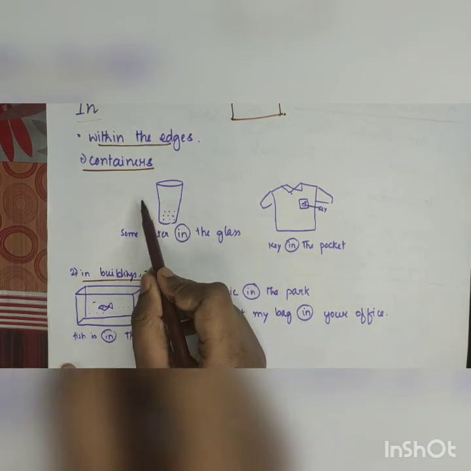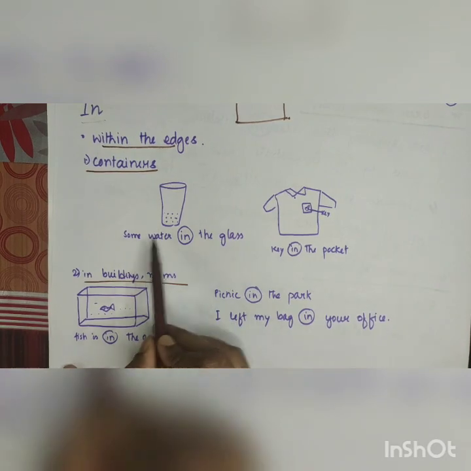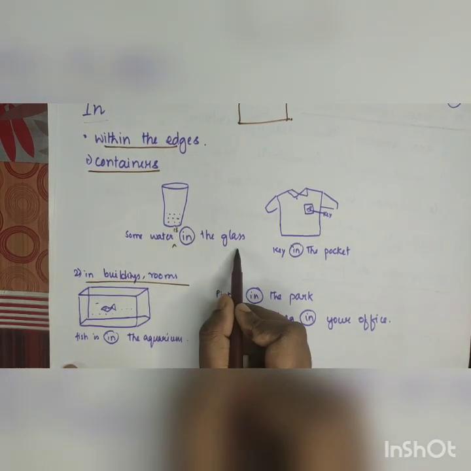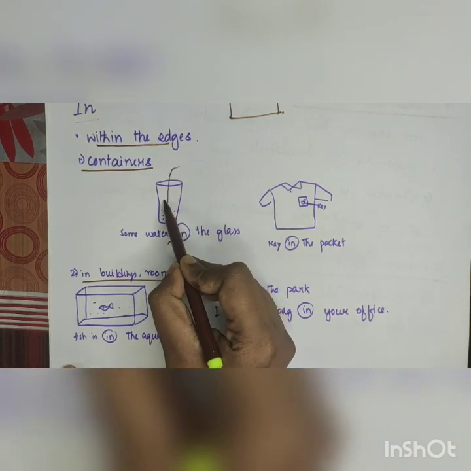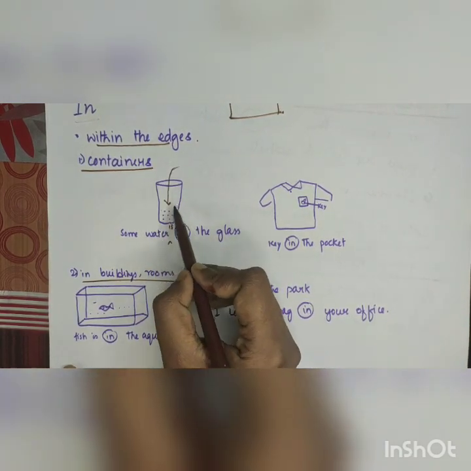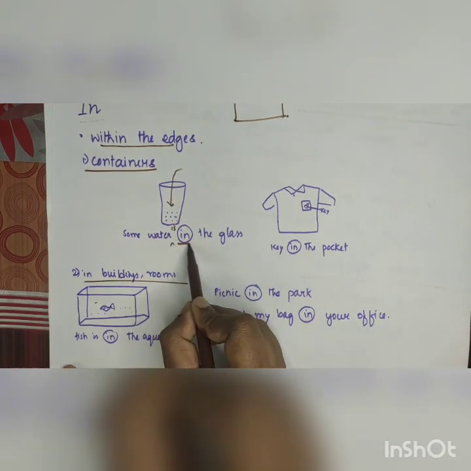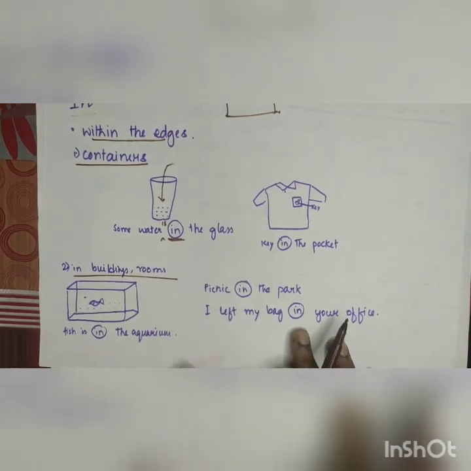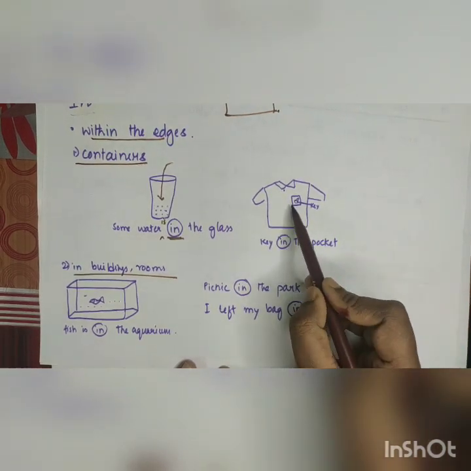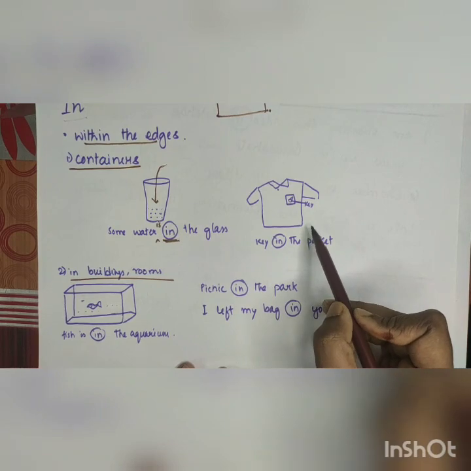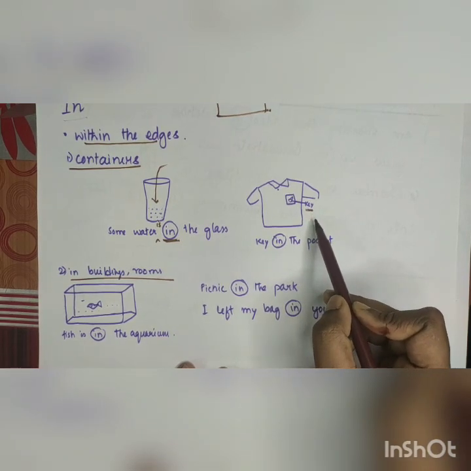So as you can see in this particular picture, some water is in the glass. So the water is inside the glass and it is bounded by the edges of the glass. Okay, so that's why we are using in. Then see, I have drawn a shirt and there is a pocket and this is a key. Okay, key. The key is a substance which you use to open a lock, right?